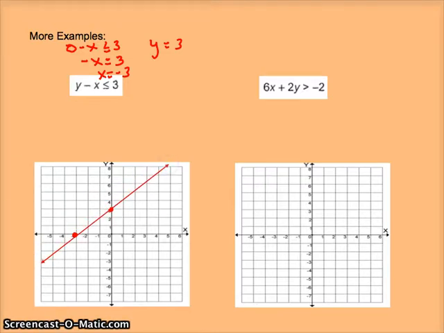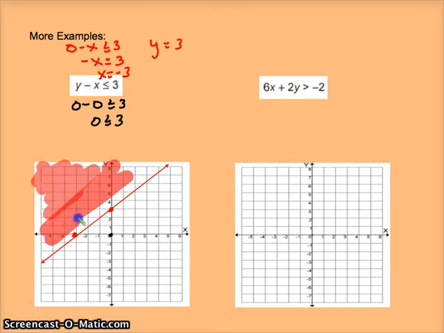There we have it. Now I have to determine which test point I'll use. I'm going to use that point 0, 0. So 0 minus 0 is less than or equal to 3. 0 is less than or equal to 3. That is not a true statement. So I will now be shading on the opposite side of 0, 0.